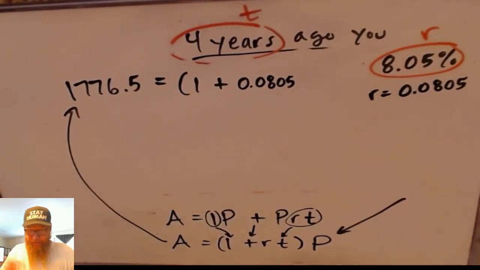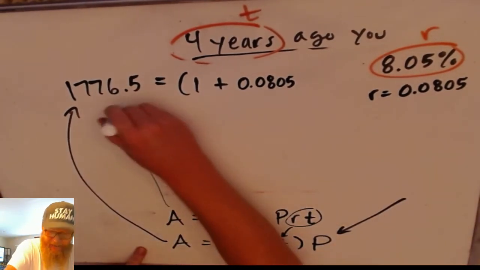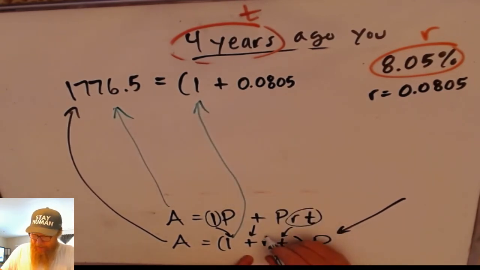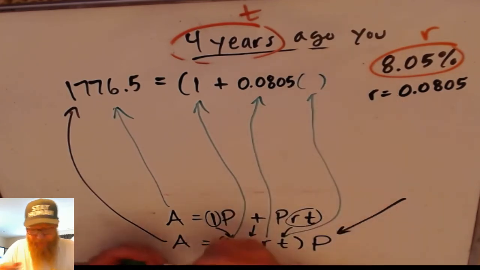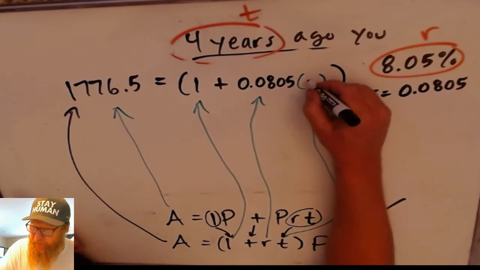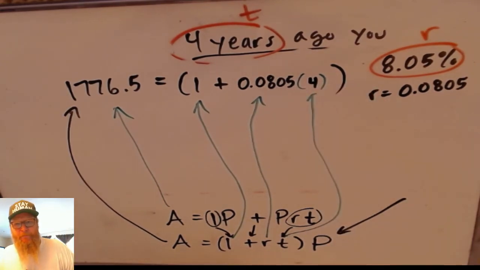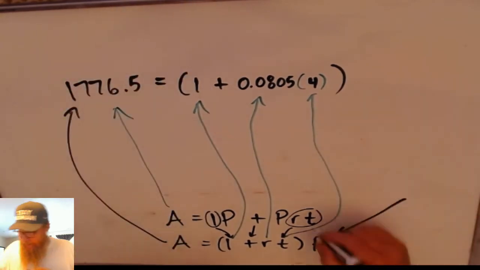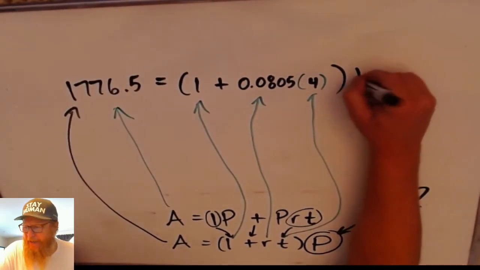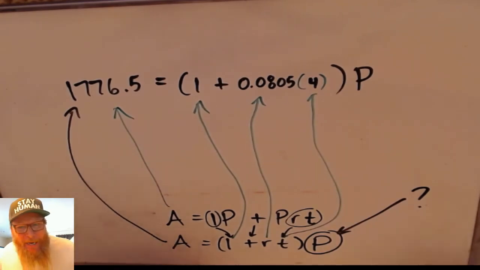Let me just make sure everything's clear. So I've got the A, that's clear. I've got the 1, I've got the R, and then now I got the T. I'm just going to put the T in a little baby set of parentheses here. The T is 4 years. Oh, and then don't forget the unknown variable is P. I almost lost it. I looked at it and I'm like, where'd my P go? So there's your P. You want to solve for P.